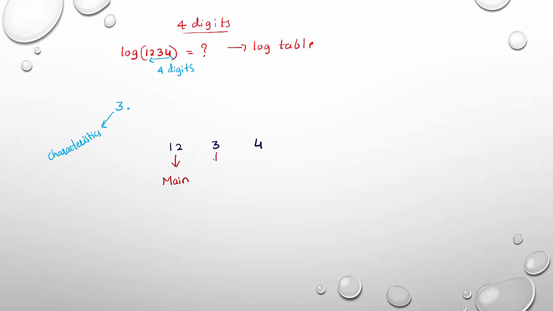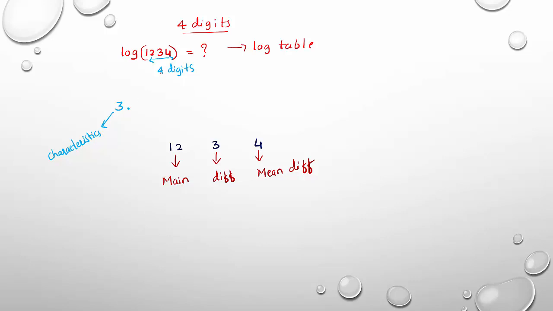The third digit is 3. We have to observe this number 3 from the difference column. And the fourth digit we have to observe in the mean difference column. See here, there are totally 4 digits. 4 minus 1 is 3. This 3 we call the characteristic, which is always on the left side of the decimal point.